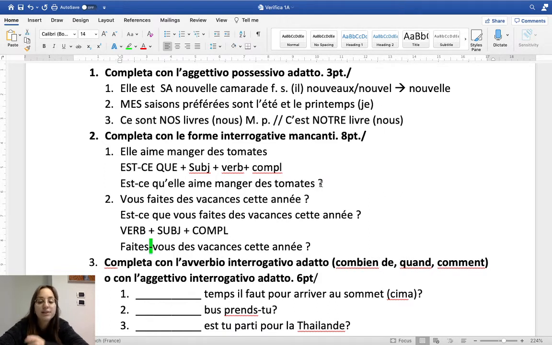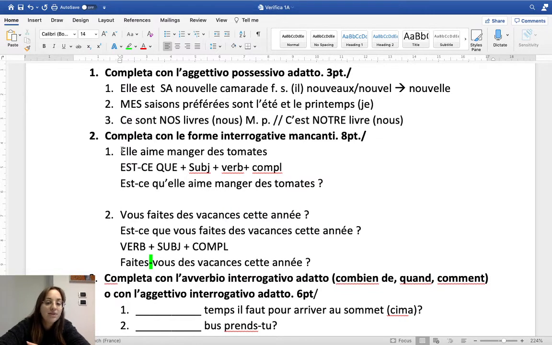Okay, so let's try with the first sentence. Elle aime manger des tomates. We know now that we have to put the verb first. But pay attention, the verb that is conjugated. So this is infinitive. And this is third person. So this is the verb that we have to change order with. We put our trait.